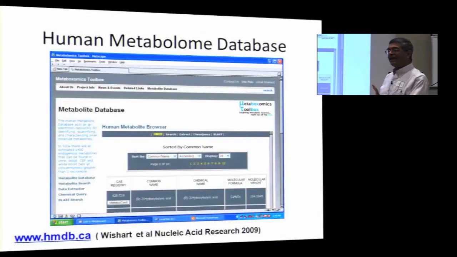So the last part of the talk is going to be on metabolite databases. The databases, I would say, are fairly incomplete. This is based on the fact that whatever is published in the literature is what the database is all about. This is the Human Metabolome Database. This is probably one of the most highly cited metabolite databases that people work with. It was done by Dr. Wishart's group, and they constantly update it.